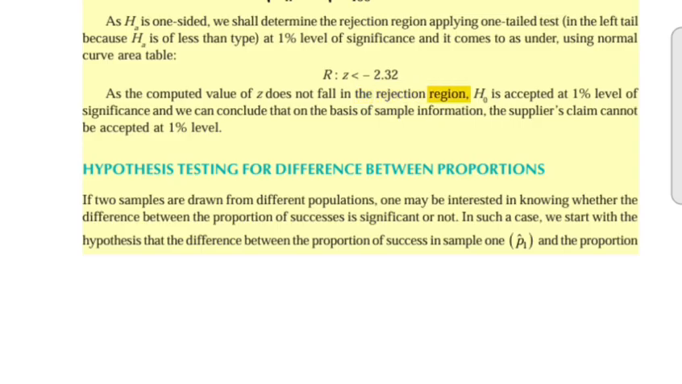H0 is accepted at 1% level of significance and we can conclude that on the basis of sample information, the supplier's claim cannot be accepted at 1% level.